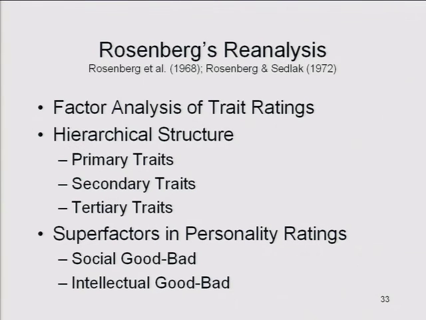What Rosenberg in fact argued was that there are two huge super factors that run through everybody's ratings of people's personality traits, whether they're rating other people's personality traits or their own. And these two huge super factors are what Rosenberg called social good-bad and intellectual good-bad. Here's what Rosenberg's structure looks like.